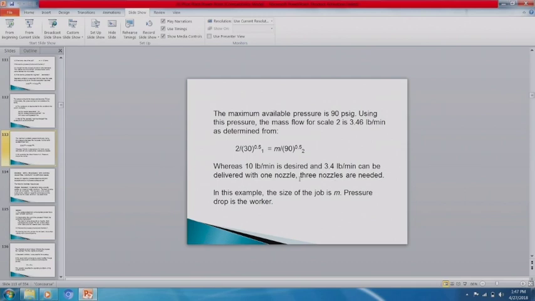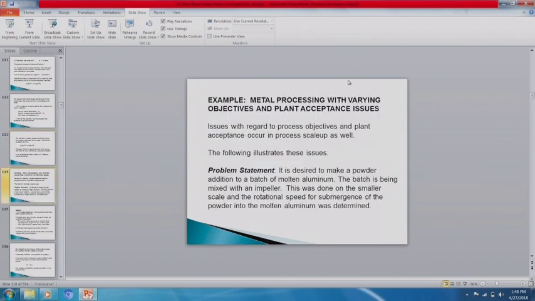So in a sense, we're doing a scale up to 90 psi. Simultaneously we're adding more nozzles, or more, quote, workers. Pressure drop is the worker, and also in this case, number of nozzles. Moving right along, let's try this one.